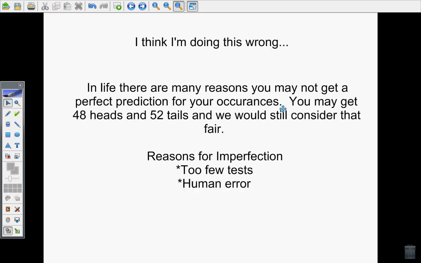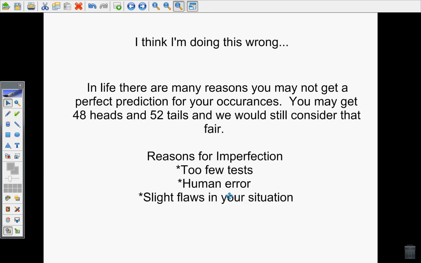Another reason why your answer may not be exactly perfect would be human error. We each have imperfections, and we may have a tendency to flip a coin a certain way, or spin a spinner a certain way, which may bias it to make it have a few more heads, or a few more blues, or whatever it is that we're getting. Most likely, if you're not getting exactly like you predicted, it has to do with too few tests or human error.